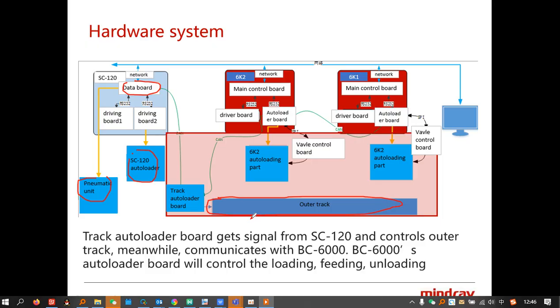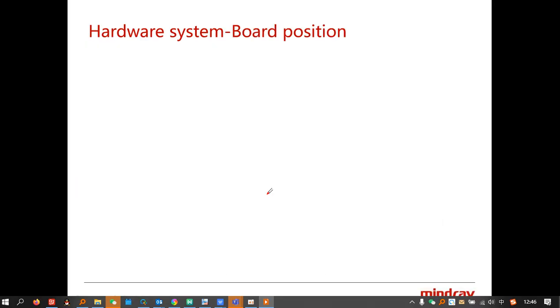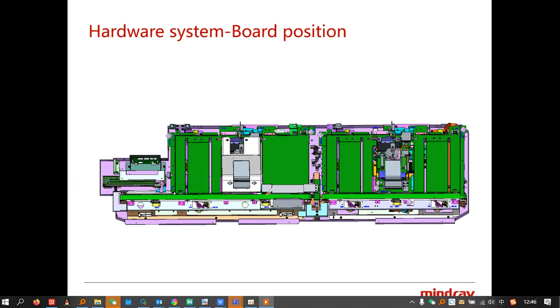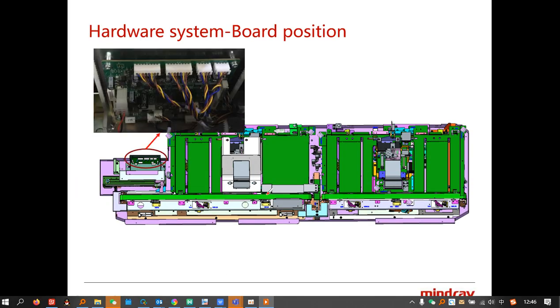Is it clear for this diagram? Yeah. Could we find this diagram in the service manual? Yes. During the troubleshooting of the checks, it is quite useful. Yeah, sure. Board position.